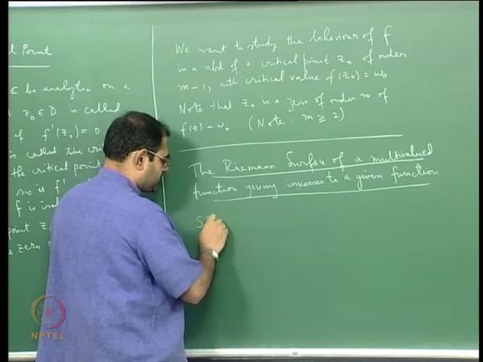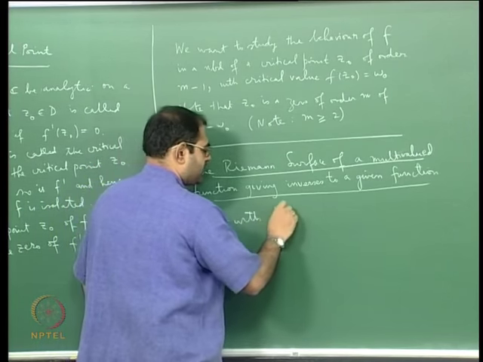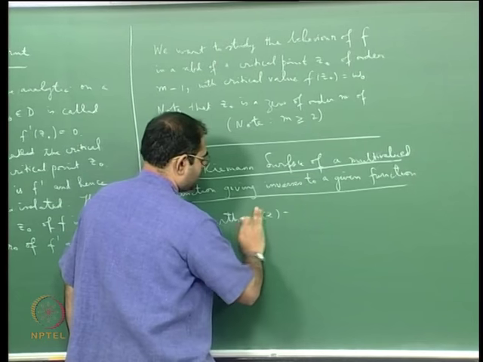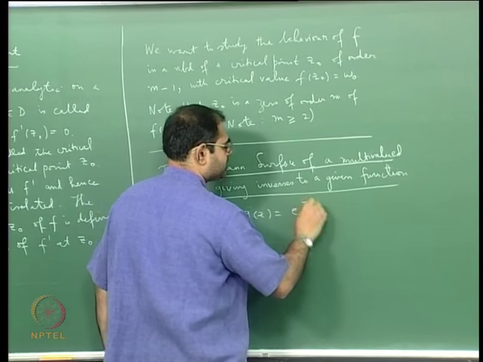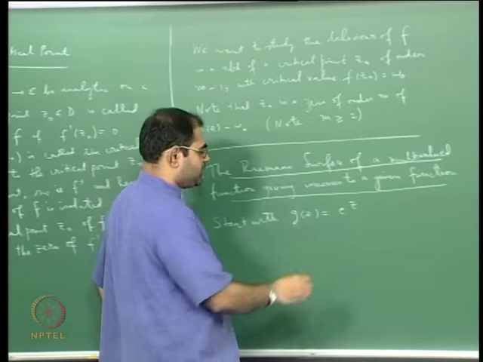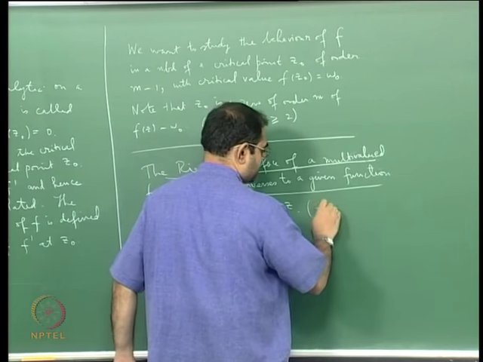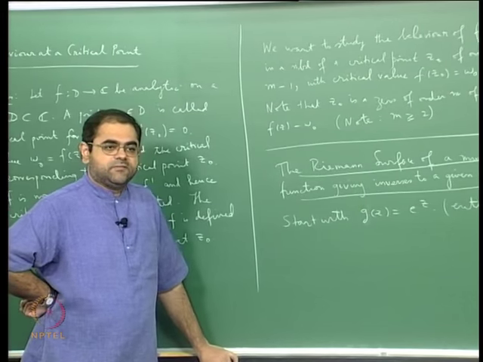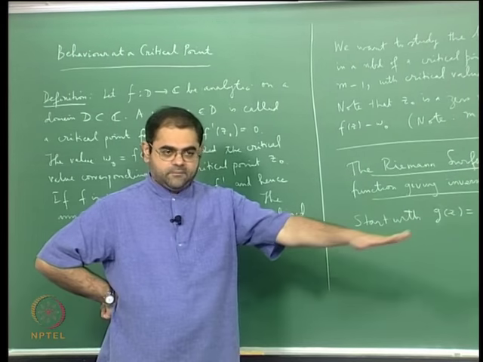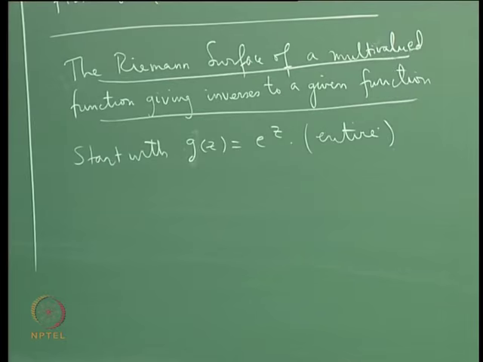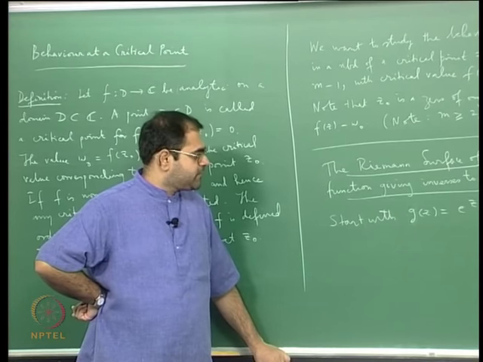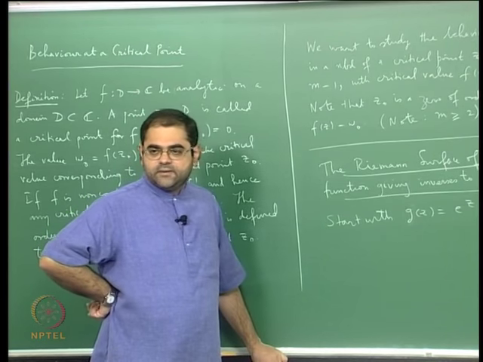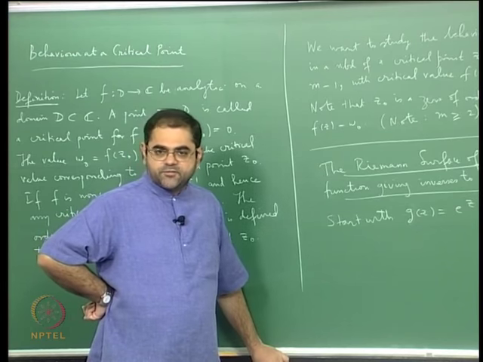So start with g of z equal to e power z, the exponential function. This is an entire function. Entire function means, if you recall, it's a function that's analytic on the whole plane. It's defined on the whole plane and it's analytic on the whole plane. And you know pretty well that the image of this function is the whole plane minus the origin. The only value that the exponential function does not take is the value 0.